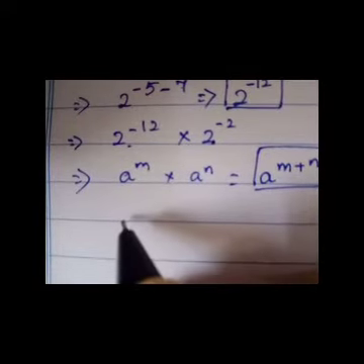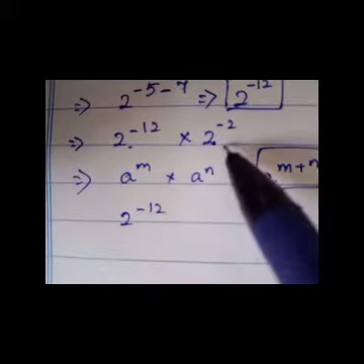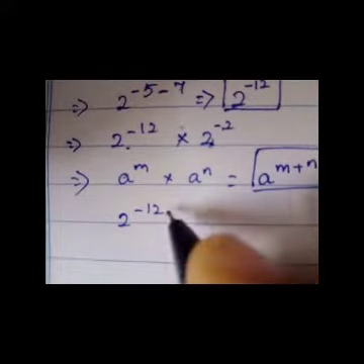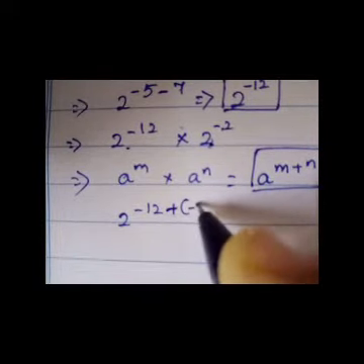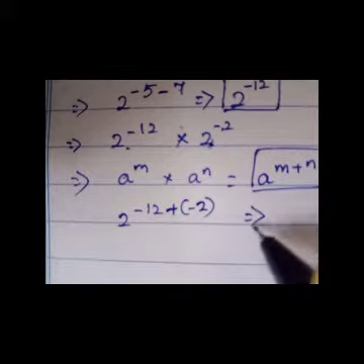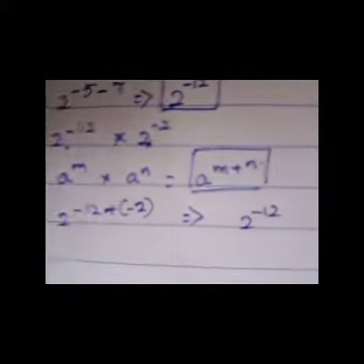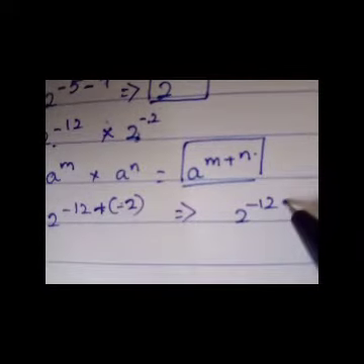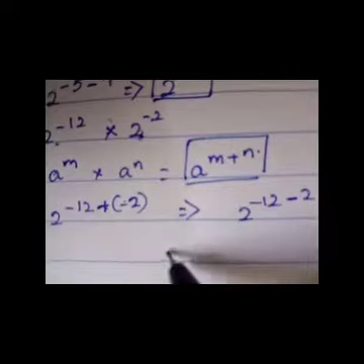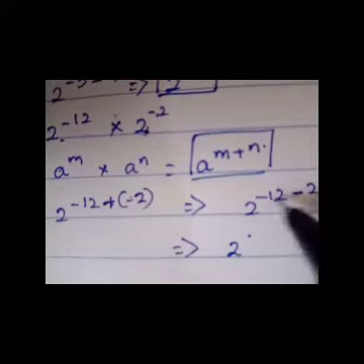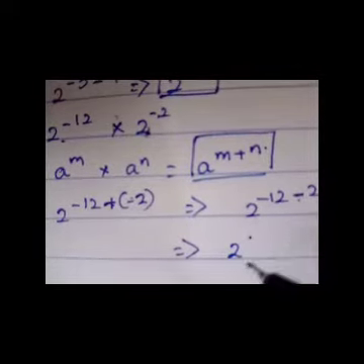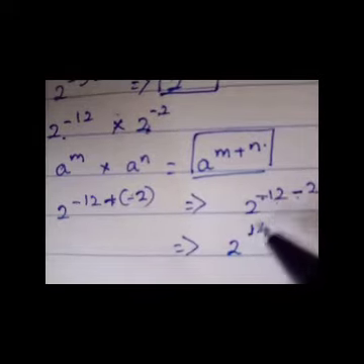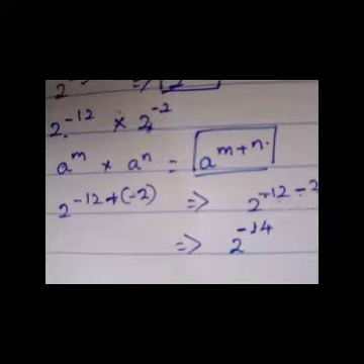So here 2 power minus 12. Here multiplication sign means you have to add the power, plus minus 2. No number should have the 2 signs. So multiply the sign. Plus into minus is minus. That is minus 2, which is equal to 2 power minus and minus means plus, and greater number sign you have to put. So 12 plus 2 is 14, and greater number sign is minus. So put minus 14.